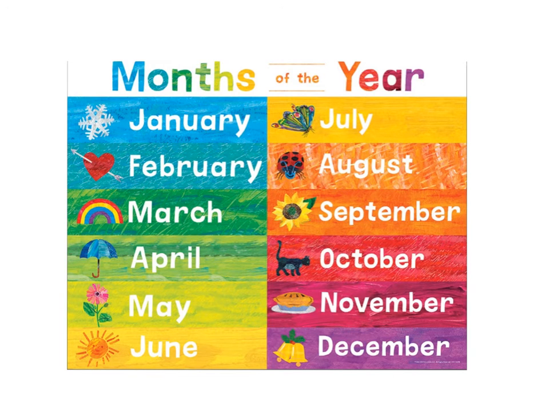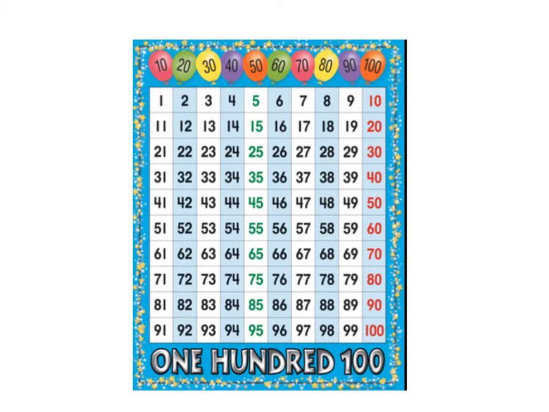Let's sing our months of the year. January, February, March, and April, May, June, July, and August, September, October, November, December. Those are the months of the year. And how many months of the year are there? Right, there are 12. And what number is August? It's the 8th month.